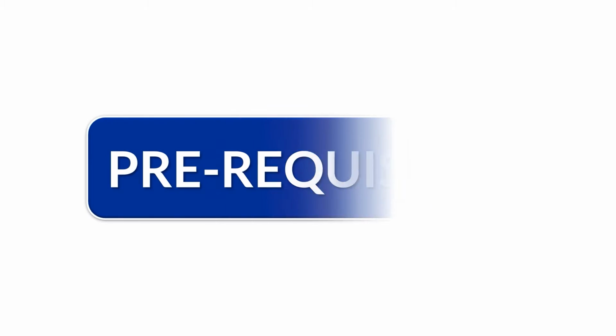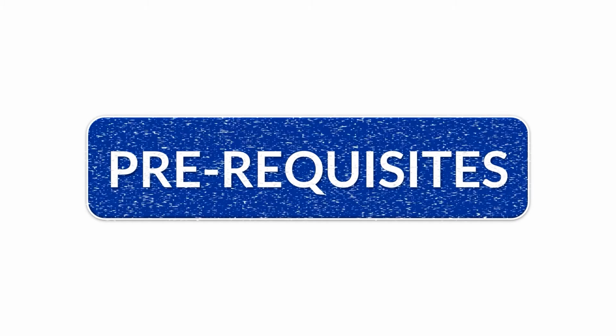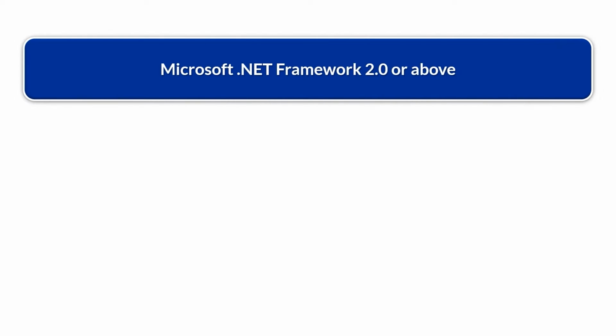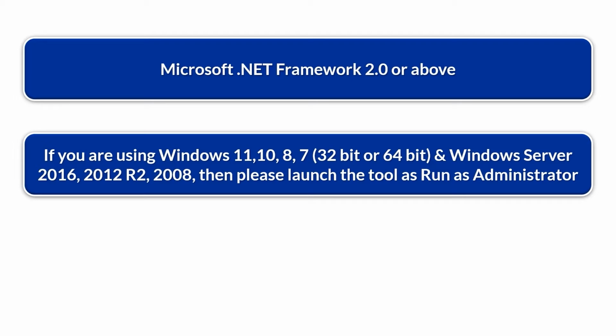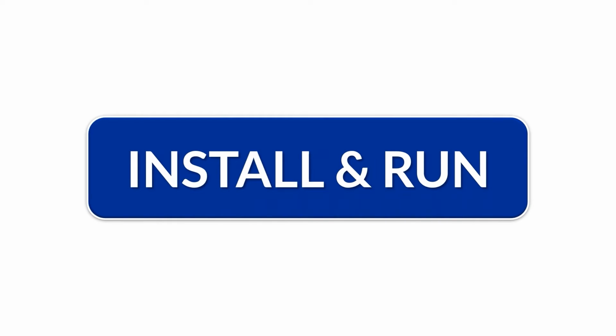Now let's check out the prerequisites before installing the software. Microsoft .NET Framework 2.0 or above. If you are using Windows 11, 10, 8, 7, 32-bit or 64-bit, and Windows Server 2016, 2012 R2, 2008, then please launch the tool as run as administrator. 4 GB RAM is required and 100 MB of disk space. Now let's install and run the tool to check its working process.